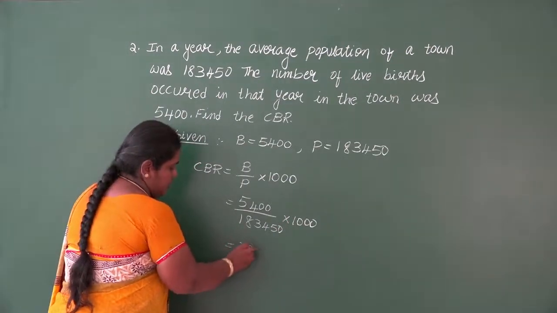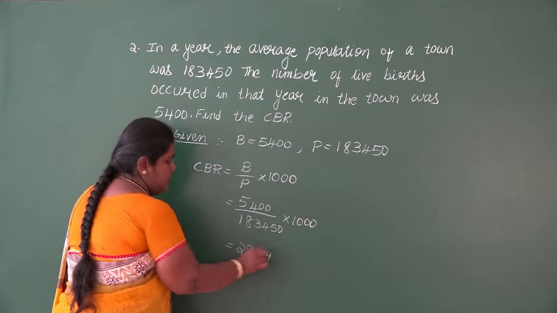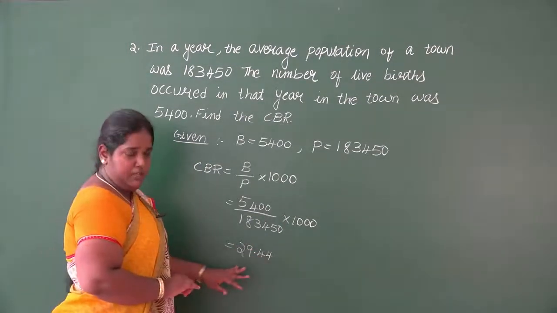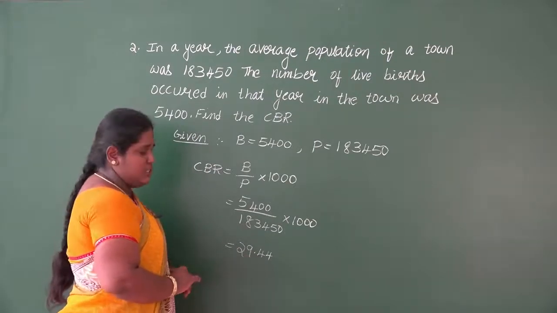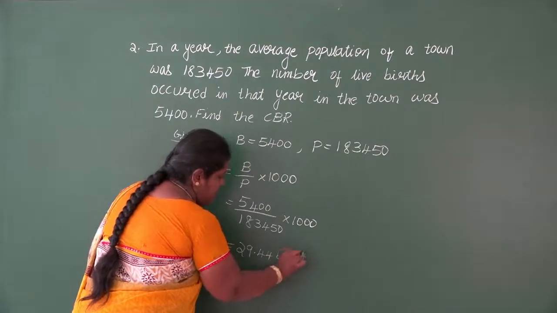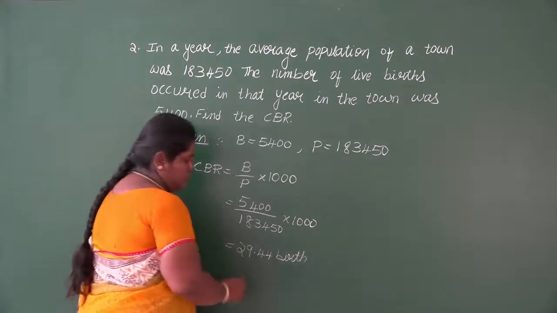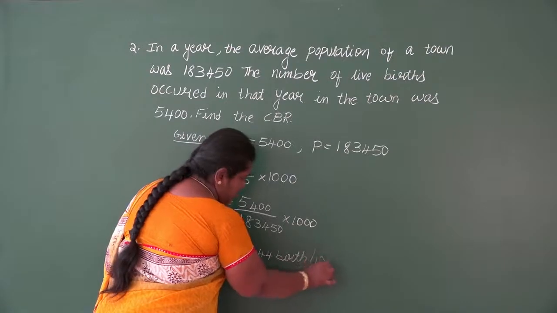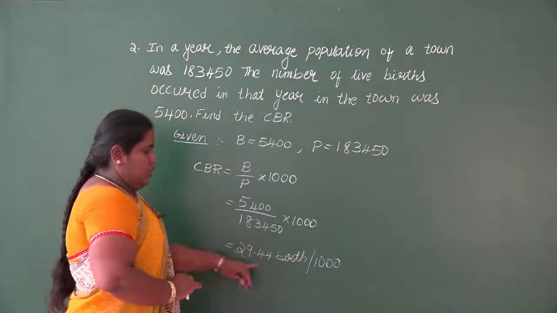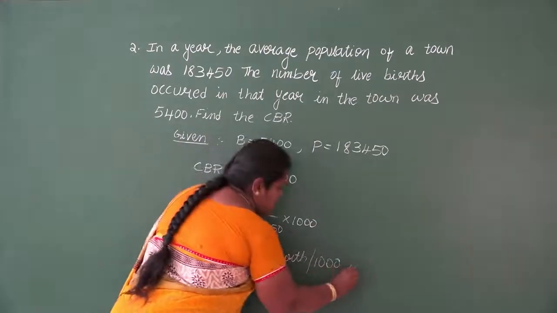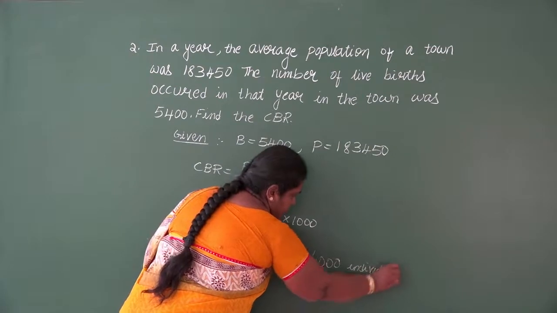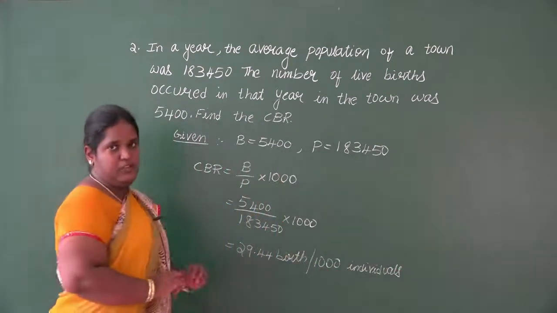You'll get 29.44. Since it is a rate, an average, it can be in decimal. So you have to leave it like this itself. So averages can be in terms of decimals also. We'll just leave it like that and will not write it as an approximate value. So 29.44 births per 1000 individuals. This is the answer for this particular problem.